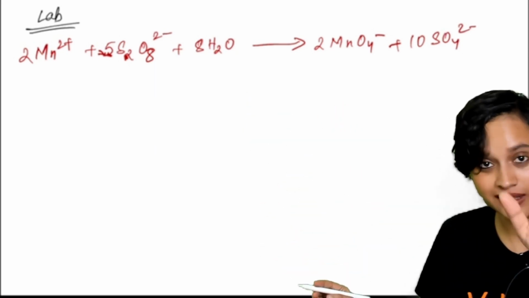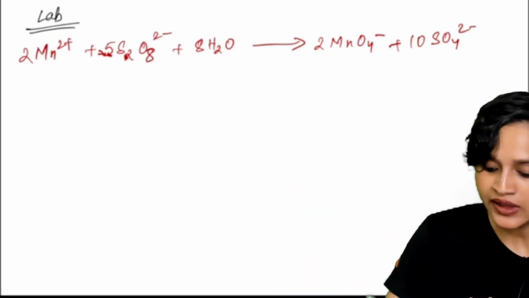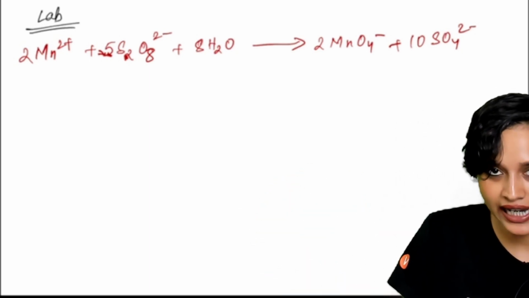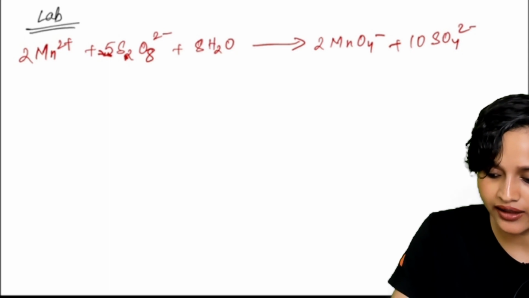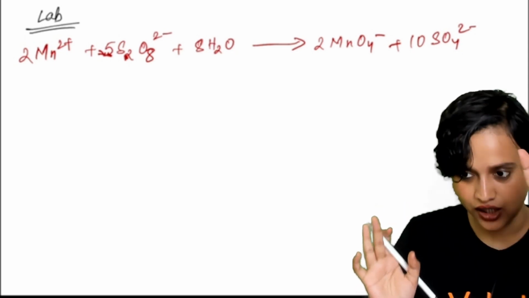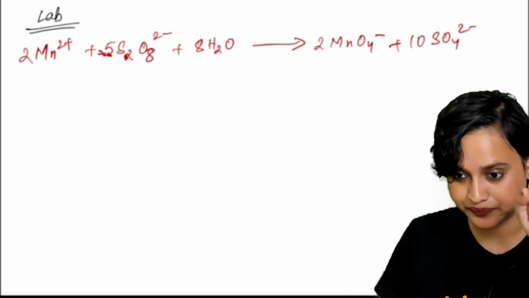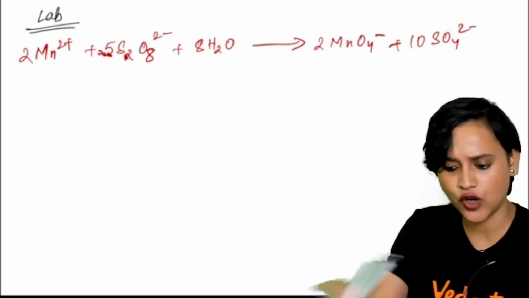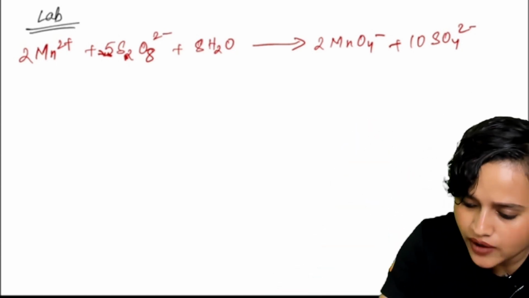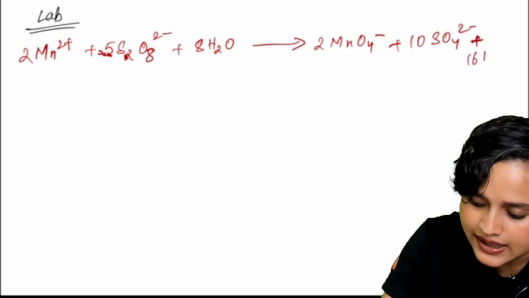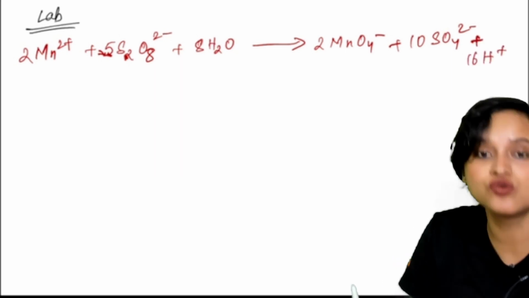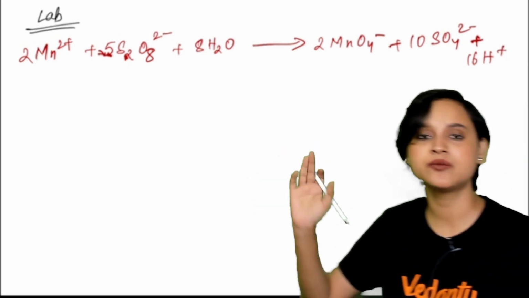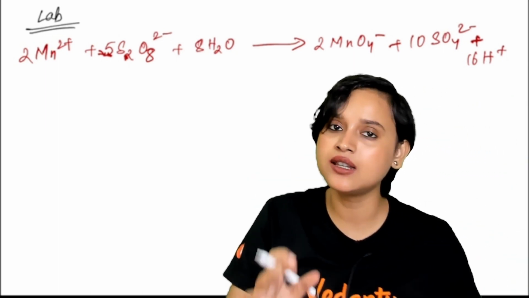You write it, this is how you have to learn. 10, and then here you have 8, so 8 5s are 40, and here you have 4 10s are 40. Yes, 40. It's over. So all we are left with now is 16H plus. 8 2s are 16, 16H plus. Easy peasy.